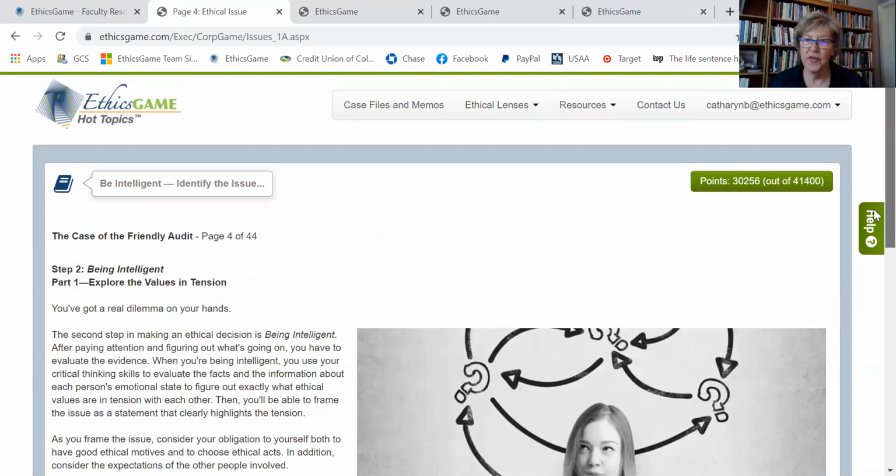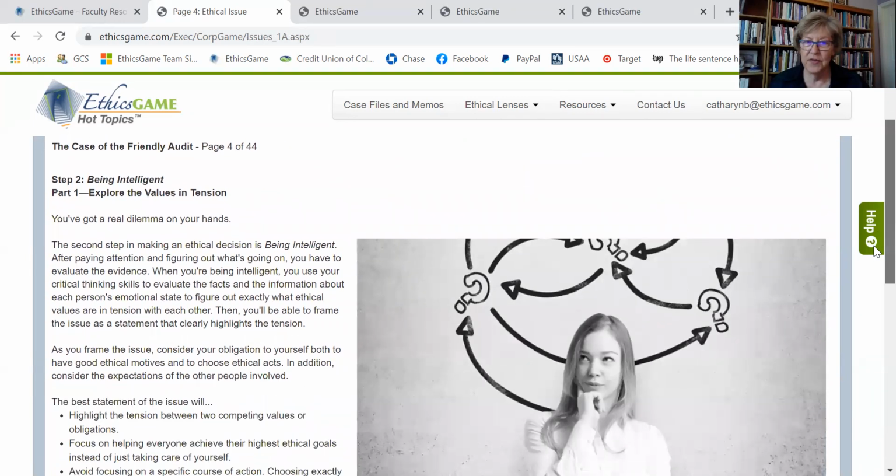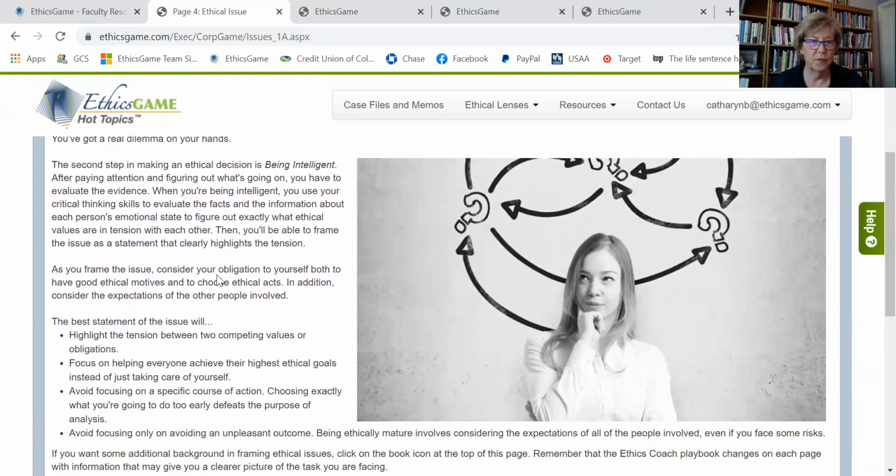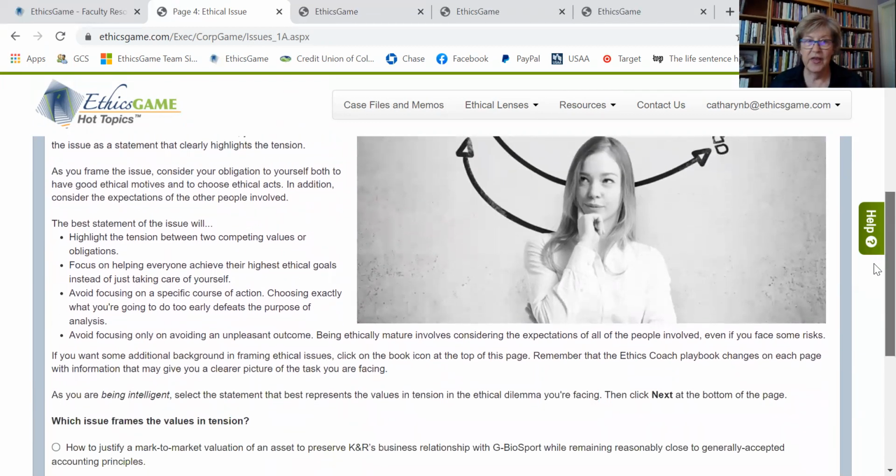Now, every page that we have is laid out in about the same way. You see where you are in the process. You've got 44 pages. You're on page 4. You see what step you're in. You see what the task is. And then you get a little bit of information. The first paragraph of each page is a little soap opera and a little bit of information about what your task is. This page is about the issue.